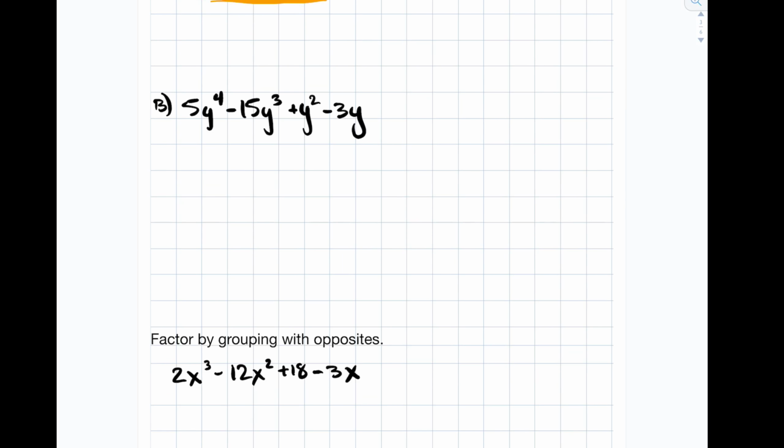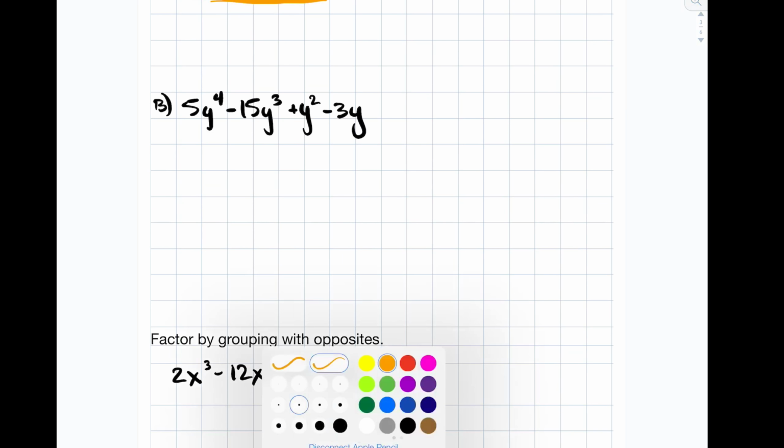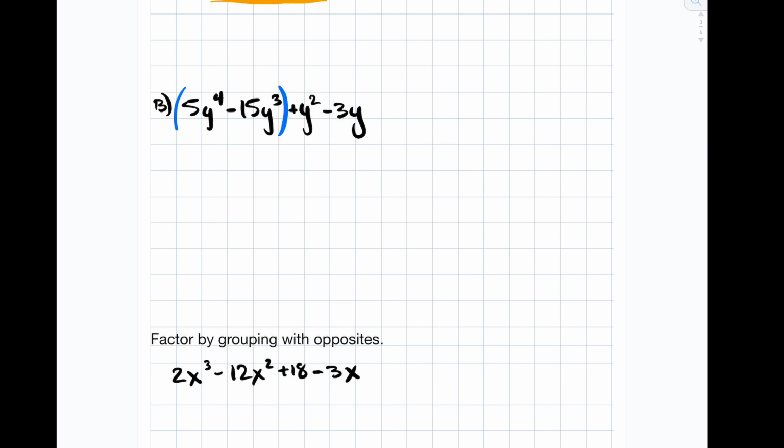All right, let's take a look at this one. We've got a couple more examples here. Let me go back to the blue. Grouping. In the first parentheses, I see we could take a 5, and what else? They both have a y. How many y's? Looks like we could take 3 away from both. If I take 5y to the third away from the first term here, I'm left with y. If I take 5y to the third away from 15y to the third, that leaves me with 3. Let's take a look at the second parentheses. I can factor out a y, and if I take a y out, that leaves me with y, because there's 2 there, minus 3.